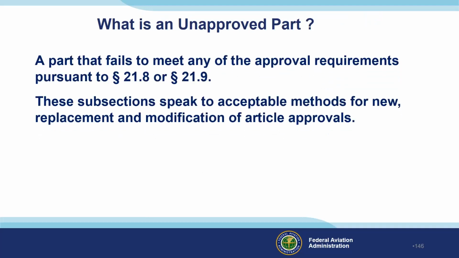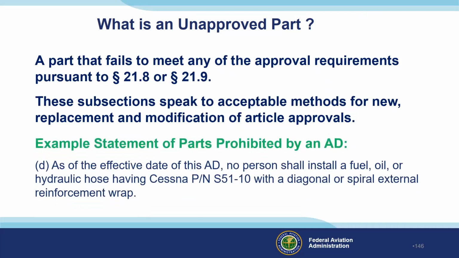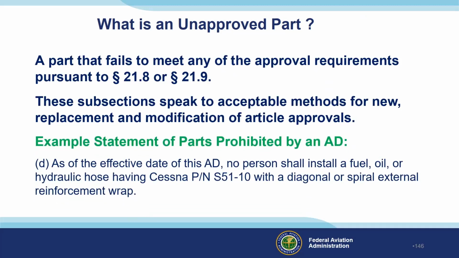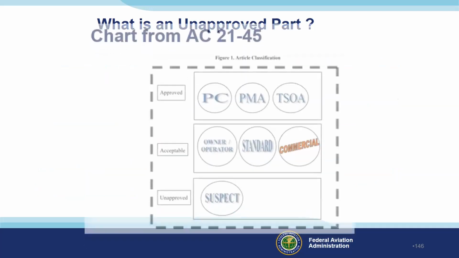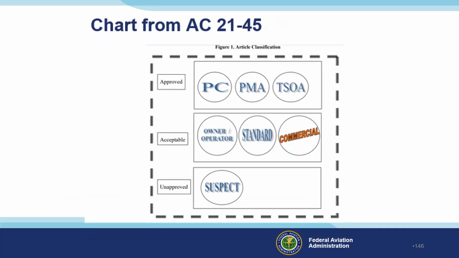So what is an unapproved part? Any part that fails to meet any of the approval requirements in 21.8 or 21.9. And sometimes an AD will actually prohibit the installation of a part. Here's one that prohibits the installation of this particular Cessna hydraulic hose. Here's a nice little chart from AC 21-45 showing approved category, acceptable category, and unapproved.